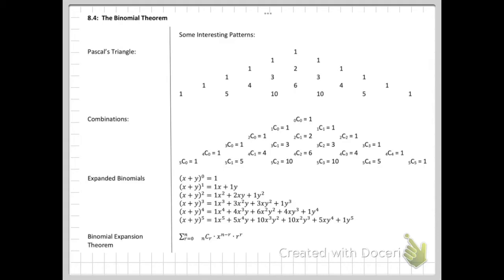Pascal's triangle always starts with 1 at the top peak, and then the next line starts with 1, 1. Each row starts and ends with the 1. But then can you look at it and figure out where the next number comes from? For example, where does this 2 come from? Or in the next row, where does this 10 come from? Can you look at the triangle and figure out where these are coming from?